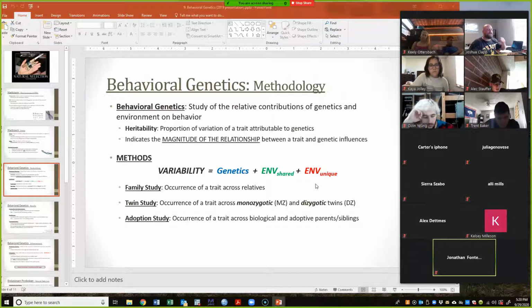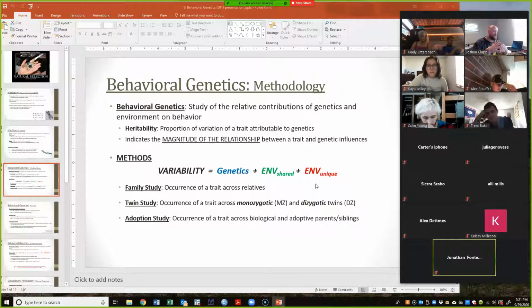And so across these three studies, each has relative strengths and weaknesses. If we're just looking at family transmission, do traits run in families, then we're running a family study. If we're trying to tease apart genetics versus shared environment, we're looking at a twin study. If we're trying to tease apart unique environment versus genetics, then we're looking at an adoption study. So depending on what my question is, we're using different methods here.